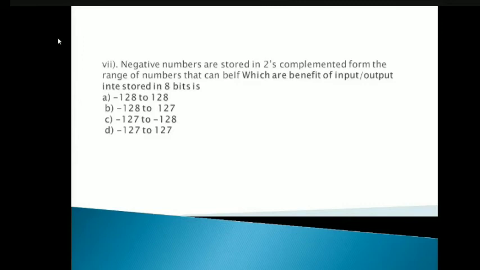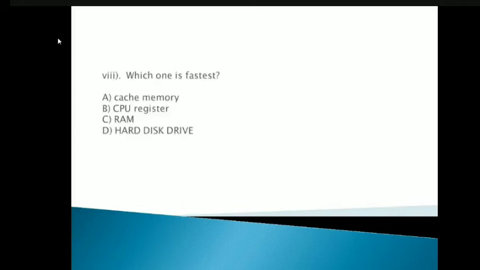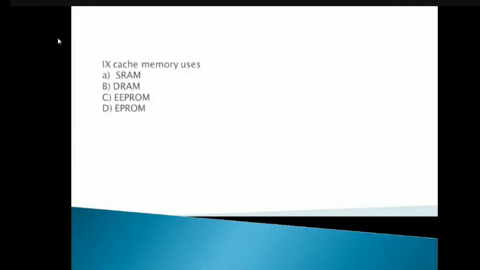The negative number represented in 2's complement form is -128 to 127. Which one is the fastest? Definitely CPU register is the fastest. Cache memory uses SRAM, DRAM, EPROM, double EPROM. It uses SRAM.